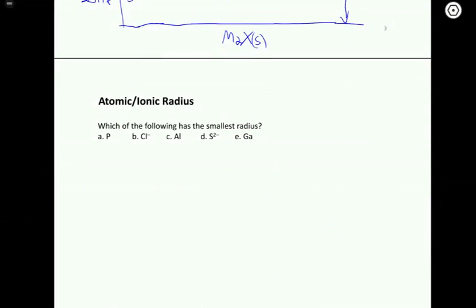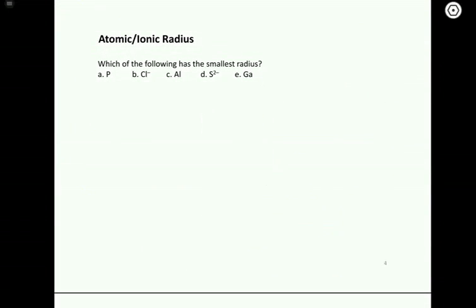So the next question that I want to move on to, moving away from lattice energies, which are sort of in a special category of their own, we now have one that involves periodic trends. Which of the following has the smallest radius? Now, if we're going to use the periodic trends, remember that those really only directly apply to atoms, neutral atomic states. Here we have atoms and ions mixed together.